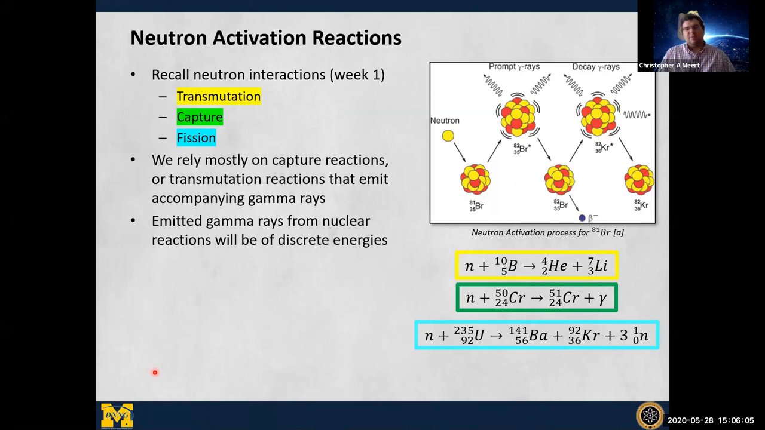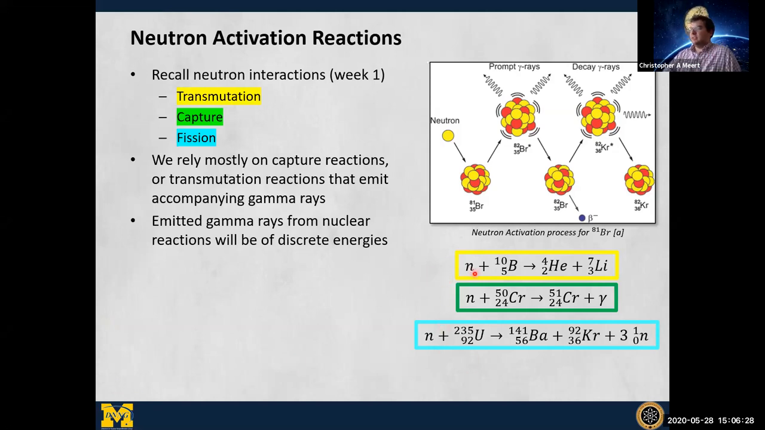So we go ahead and start with some of the basics. You remember from week one, Mike had discussed some neutron interactions, and some of the major ones included transmutation, capture, and fission. In the case of what we're looking at, we're mostly going to rely on these capture reactions or transmutation reactions that emit some accompanying gamma rays. Some example reactions I've shown color-coded in the lower right.